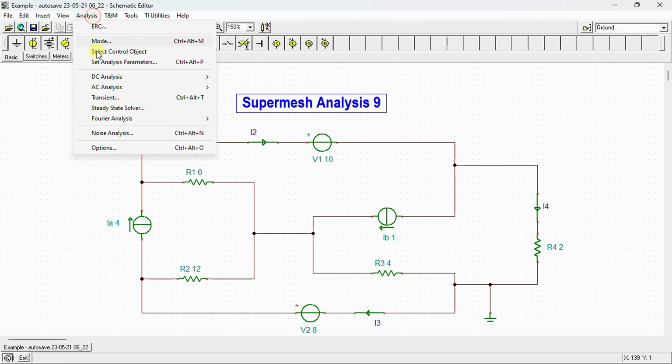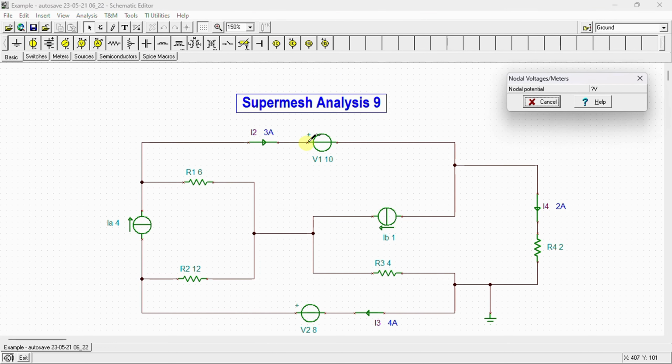Let's go to analysis, DC analysis, calculate nodal voltages. We can see here that the current I2 is equal to 3 amps, the current I4 is equal to 2 amps, and the current I3 is equal to 4 amps. Those values are exactly the same values we found by calculation.